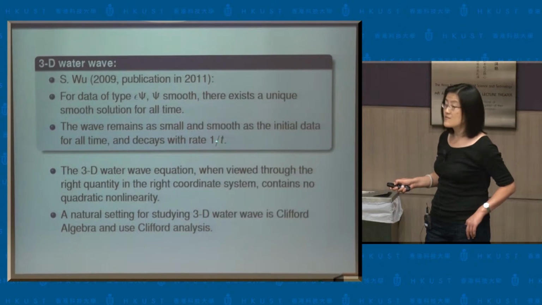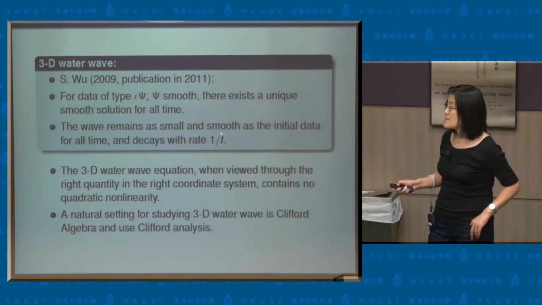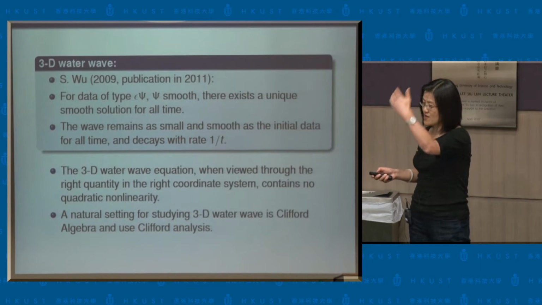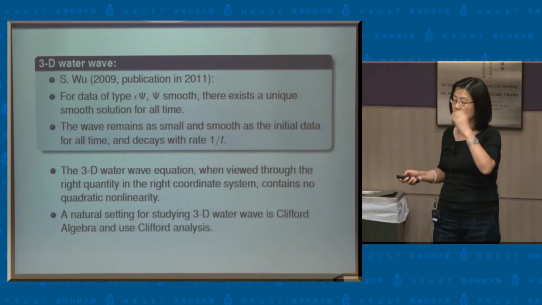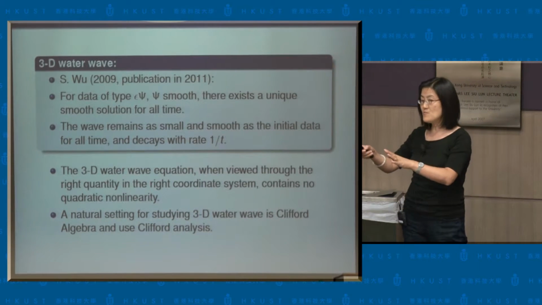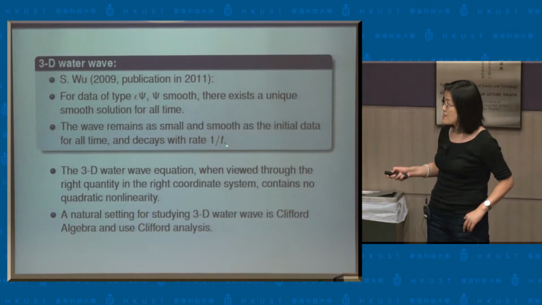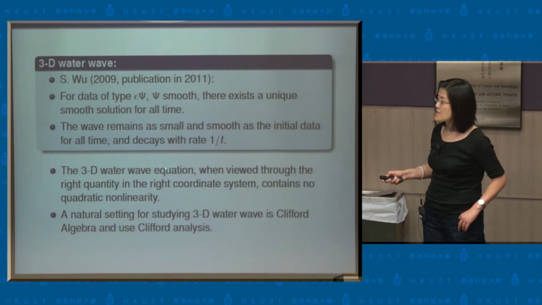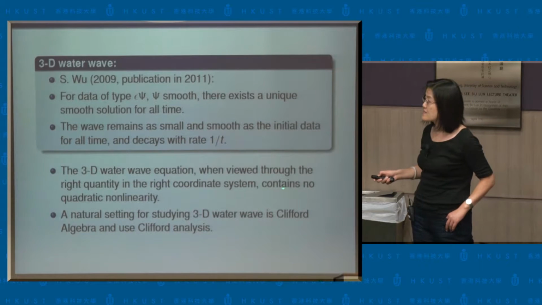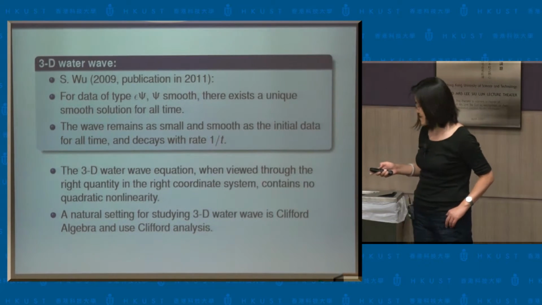So why does it decay with rate 1/t? Because the water wave is dispersive, right? And in 2D, we are really looking at a cross section. Okay, 3D is the real world situation. So the wave has one more direction to disperse out, so it decays faster. Okay, that's why it has a faster decay rate. And the key idea is really the same, that the 3D water wave, when viewed through the right quantity in the right coordinate system, contains no quadratic nonlinearity, sorry. Okay.